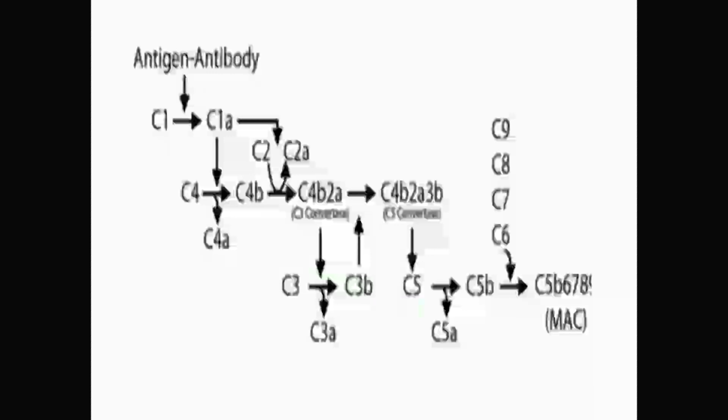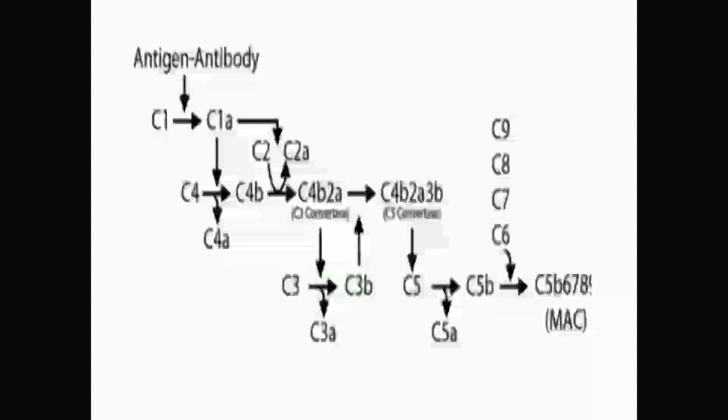This C3b combines with the C3 convertase, that is C4b2a, to form another complex known as C5 convertase, which is C4b2a3b. This C5 convertase, again as the name suggests, cleaves the C5 protein into C5a and C5b.